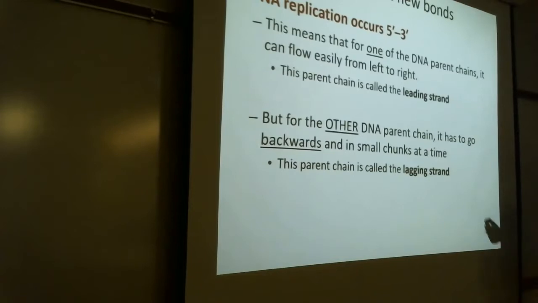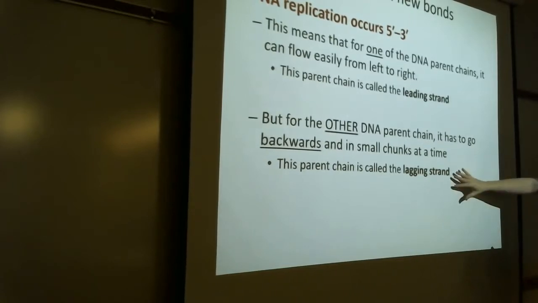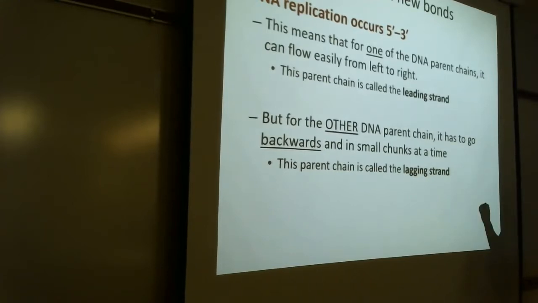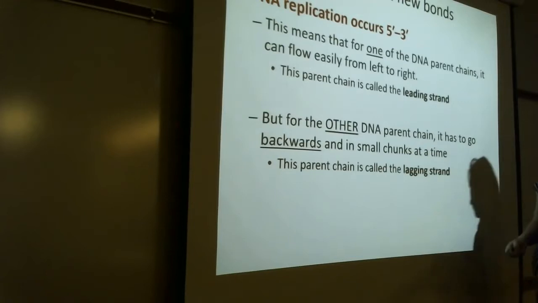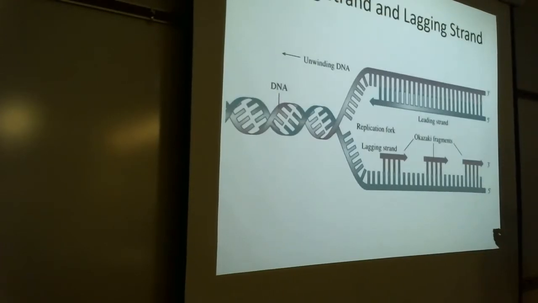So replication occurs 5' to 3', okay? One strand just flows continuously. But the other strand has to go backwards in chunks, 5' to 3'. Now I'm a lousy artist, but here is a nice picture of it.